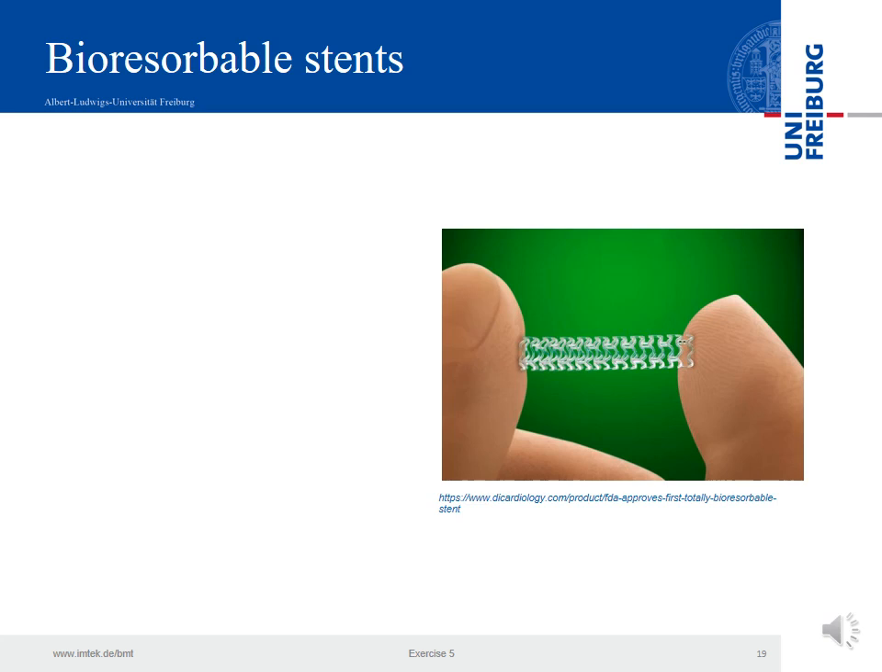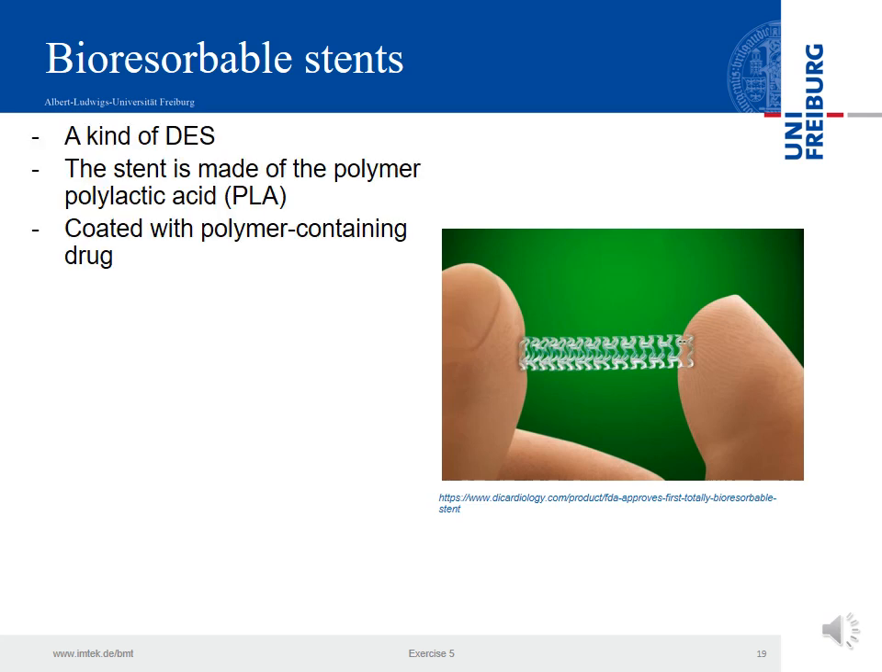As third class, there are bioresorbable stents. It's a kind of drug-eluting stent. It's made out of polylactic acid, and the coating has a polymer containing drug. However, also the substrate degrades over 2 years, and that means at the very end there's just the artery left as it is, being more open than it was before, without any cage being somewhere hidden in scar tissue.